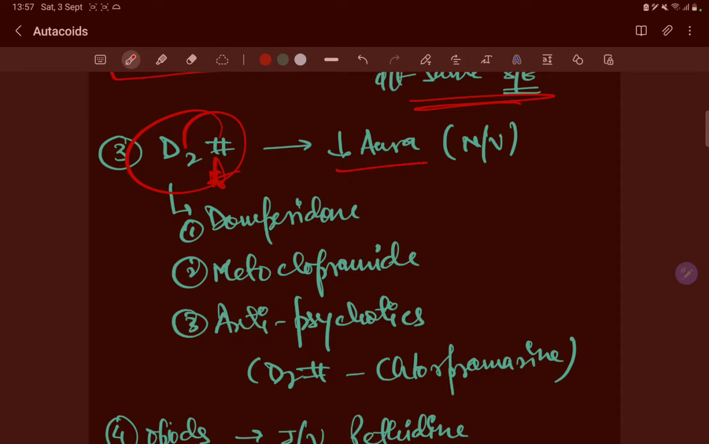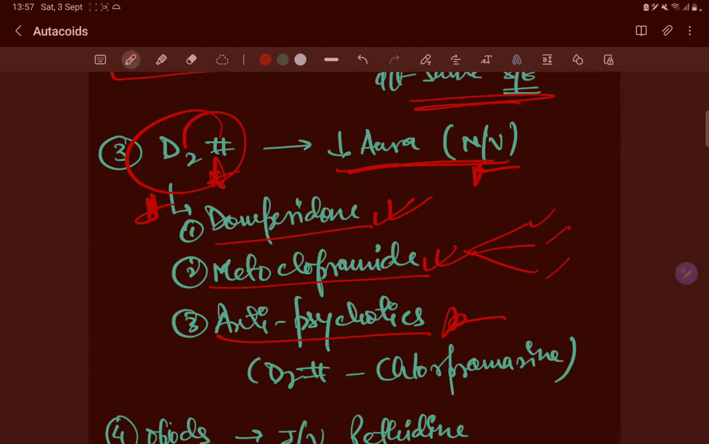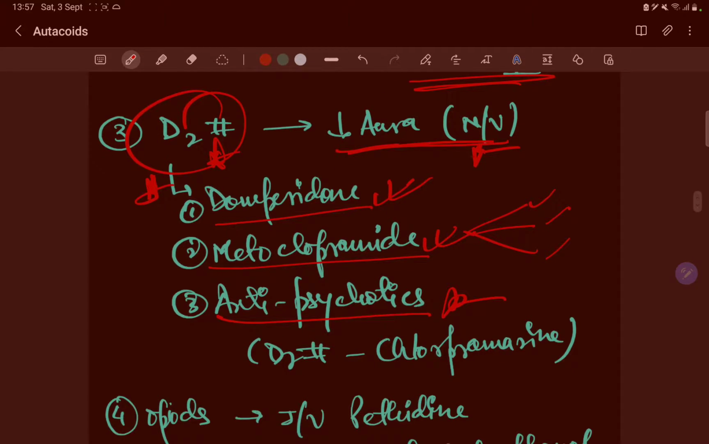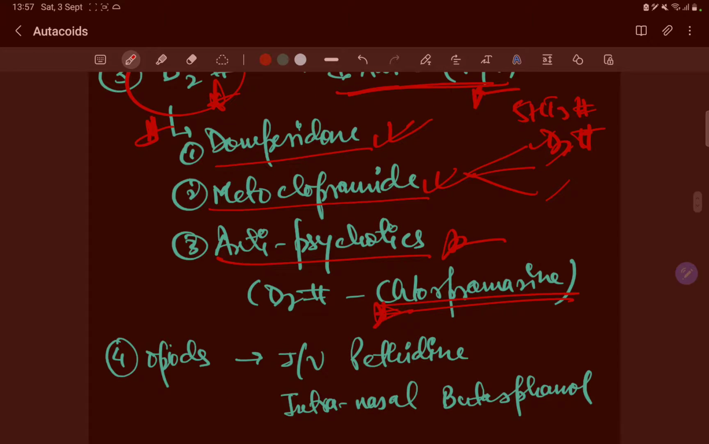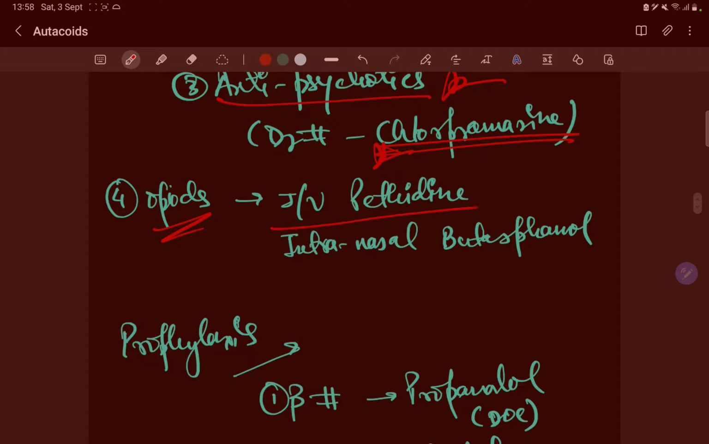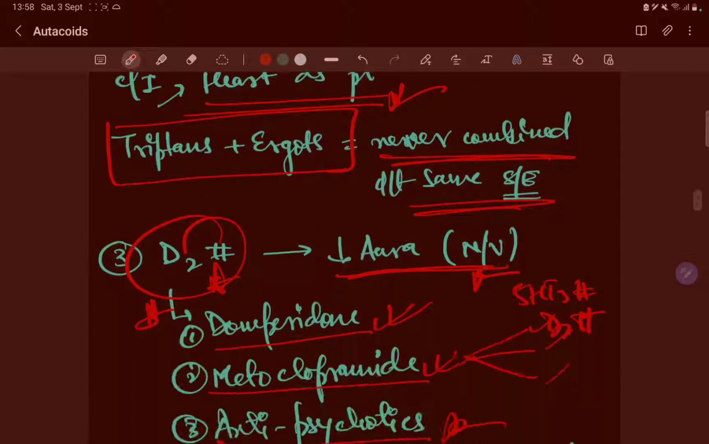D2 receptor antagonists decrease the aura and nausea, vomiting. Domperidone, metoclopramide and antipsychotics are basically the D2 receptor blockers. We have discussed domperidone and metoclopramide. Metoclopramide has other properties we have discussed before also: 5-HT3 antagonist and 5-HT4 agonist, and D2 receptor blocker. Chlorpromazine is also a D2 receptor blocker. Among opioids, IV pethidine is used, and intranasal butorphanol is also used in migraine.